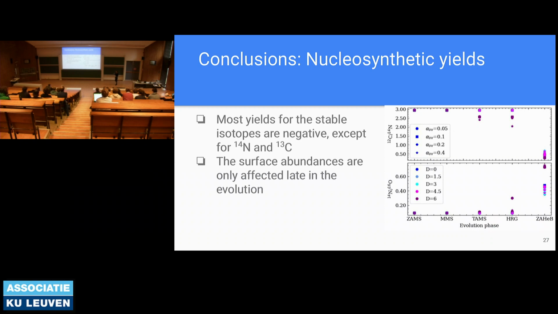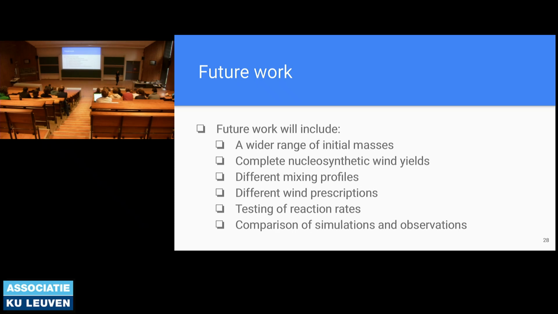However, observations of this ratio tell us that it should start changing earlier, so we have to look into this. And that brings me to already the last slide, very quickly apparently. So future work, lots to be done, will include a wider range of initial masses, because this was only 20 solar mass stars.